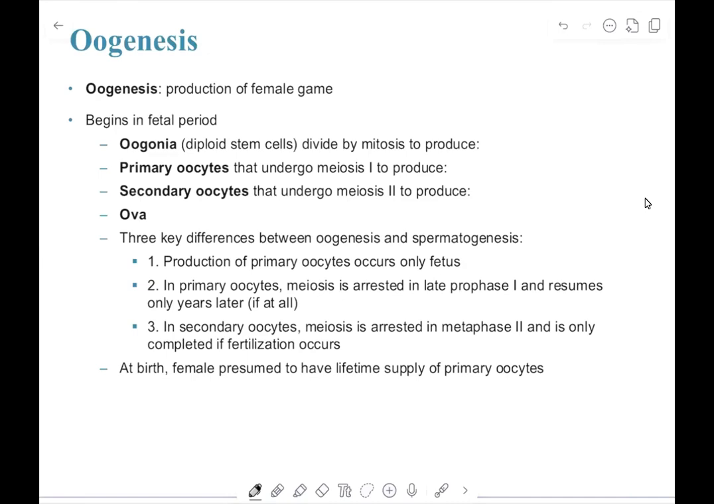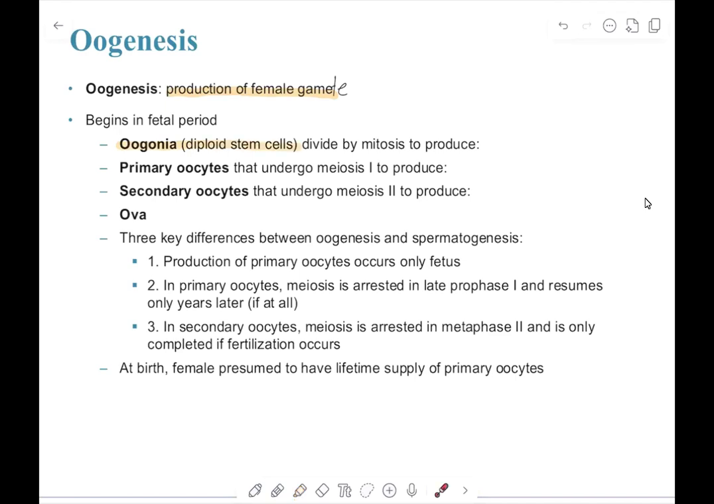So this slide is on oogenesis, the production of the female gamete. So remember, it's a type of gametogenesis, and it's quite different in the female. And it all begins in the fetal period. So during the fetal period, there are oogonia.